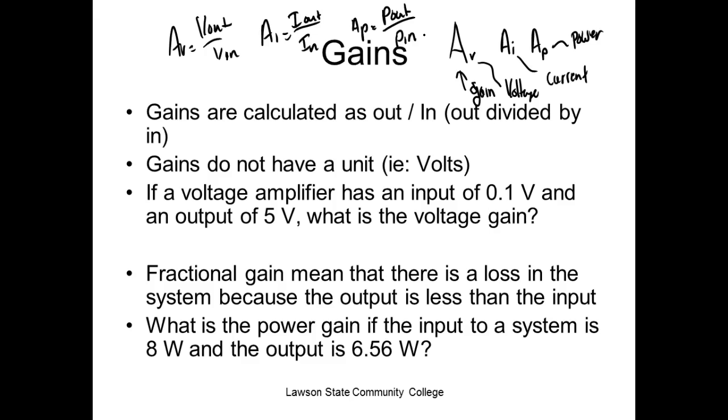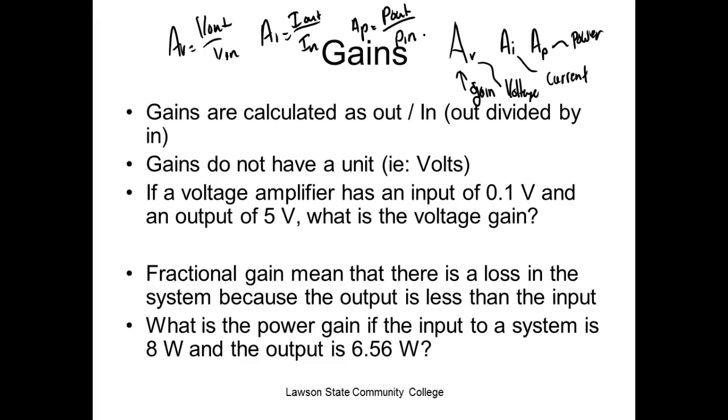If it comes up to be a whole number, it's literally a true gain. If it comes up to be a fraction, it's an attenuation. But it's always out over in, right? You understand that? Does that make sense? Gain does not have a unit.